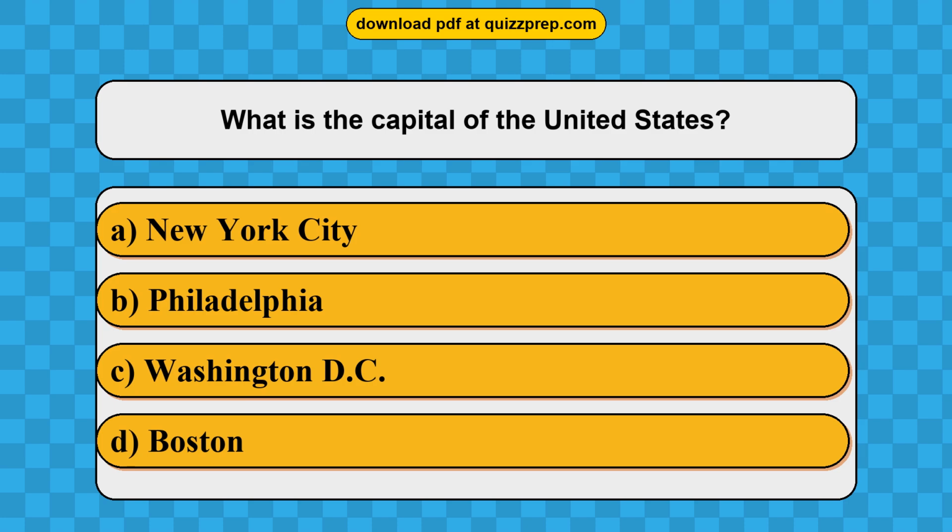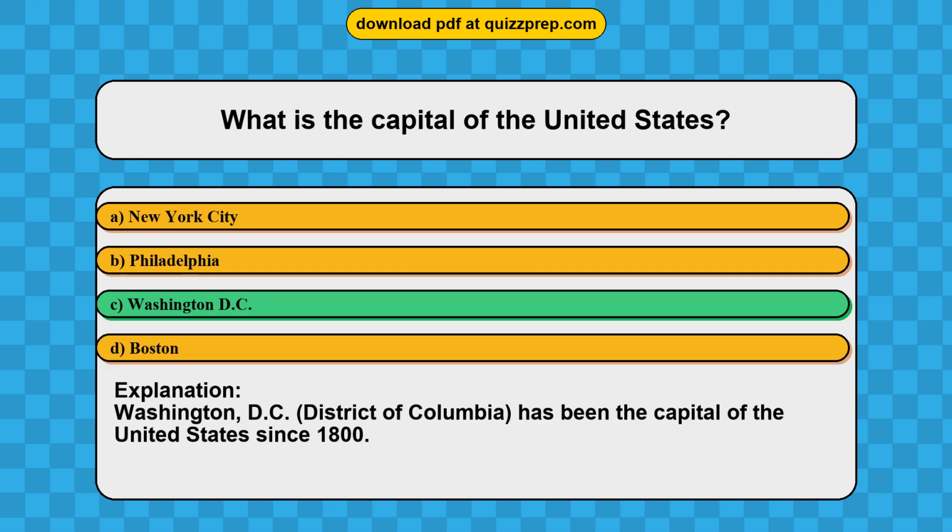Question 32. What is the capital of the United States? Option A, New York City. Option B, Philadelphia. Option C, Washington, D.C. Option D, Boston. The correct answer is option C, Washington, D.C. Washington, D.C., District of Columbia, has been the capital of the United States since 1800.